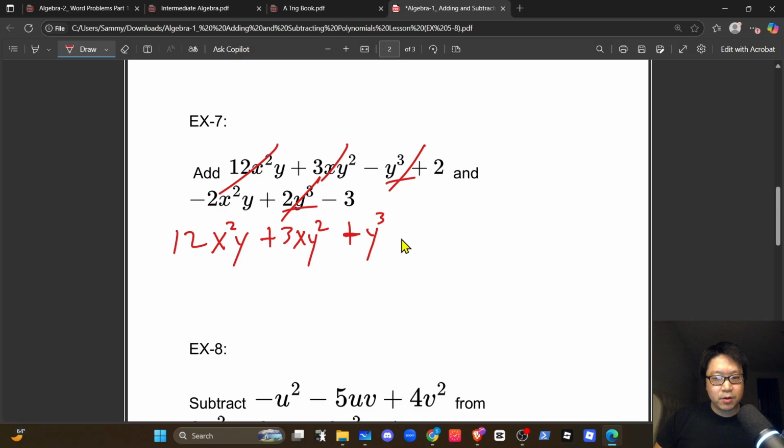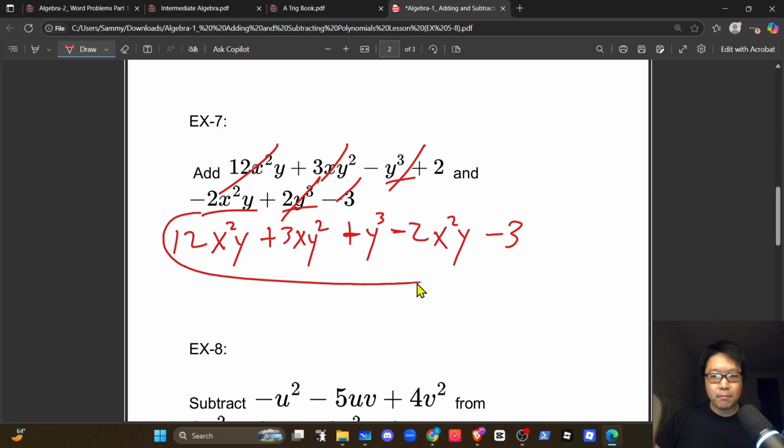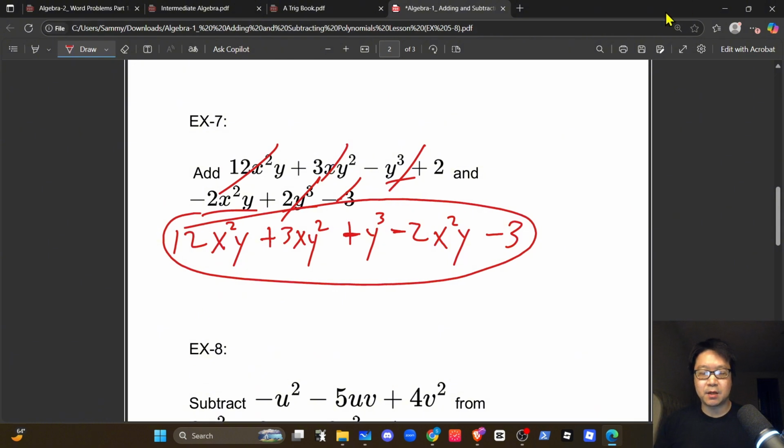And then we also have this term, which doesn't have a like term associated with it. So you can just pop it out. So negative 2x squared y. And finally, the negative 3 constant. That one doesn't have a like term either. So this is going to be our answer. Okay. All we're doing is basically, when we're adding, we're just combining like terms.